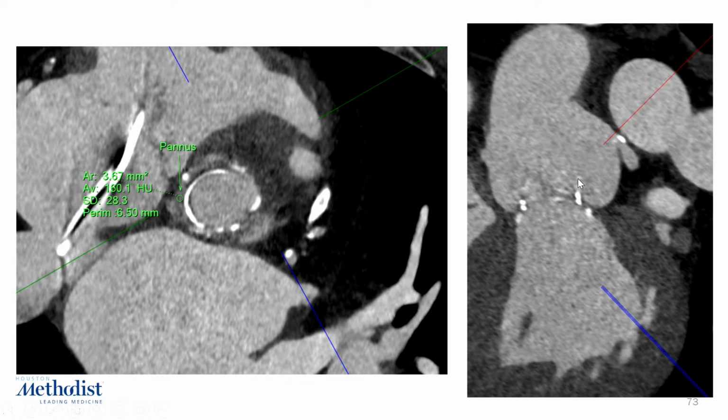So this patient had pannus in the non-coronary, but then you see that the left coronary ostium is way above the level of the stent post. So in this patient, there is a very low risk of coronary obstruction, and you just do your regular measurements for your coronary heights and whatnot.